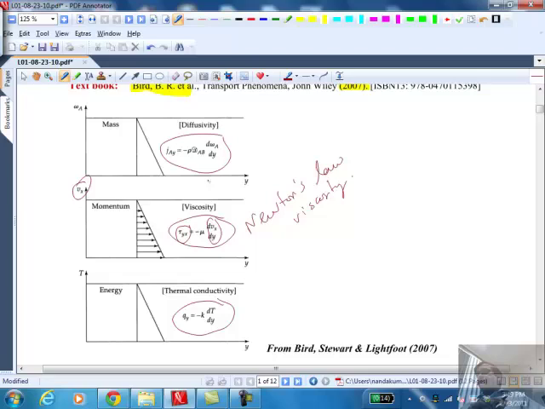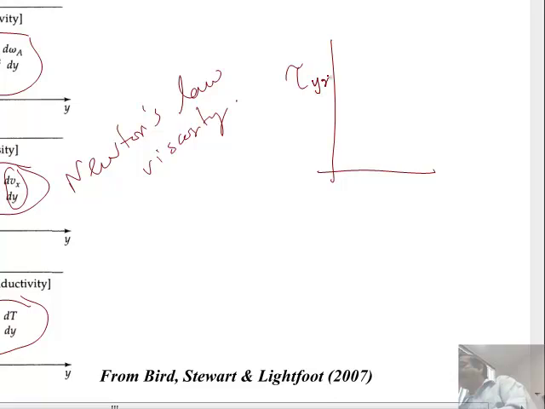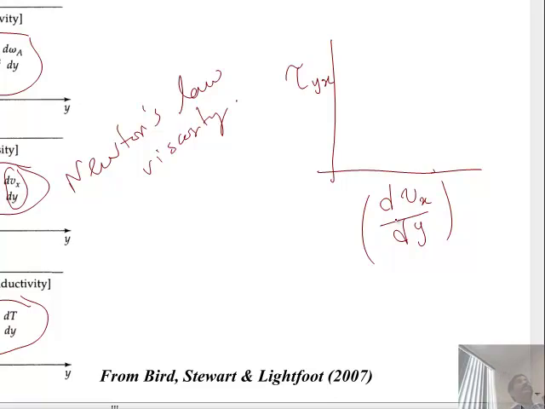It doesn't mean that all material that we find on the planet will obey that linear relationship. What it says is, if I plot the shear stress, what he calls tau yx, versus the shear rate, which is dvx/dy. Now, if any of the symbols and stuff that I'm talking about don't make sense, please stop me right there and ask for a clarification, okay?